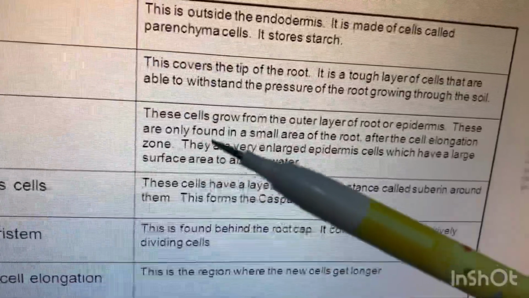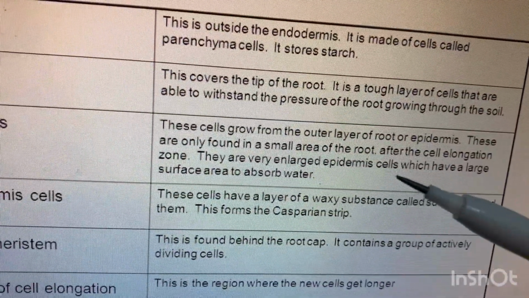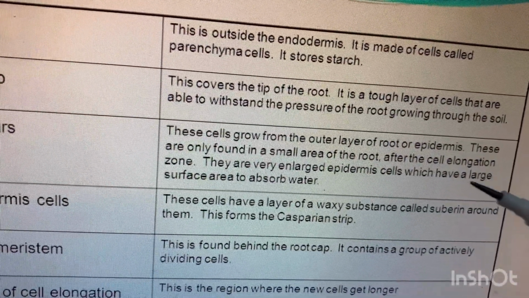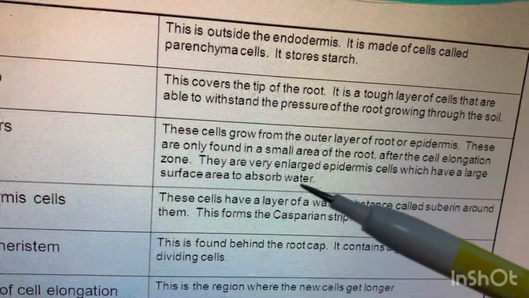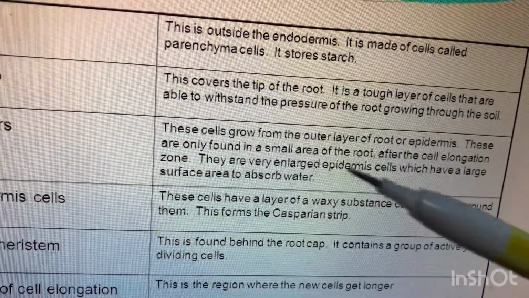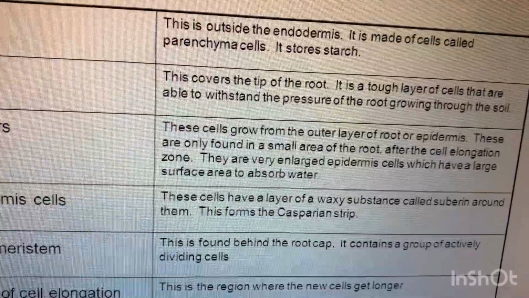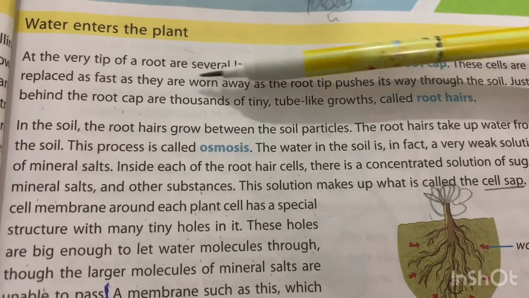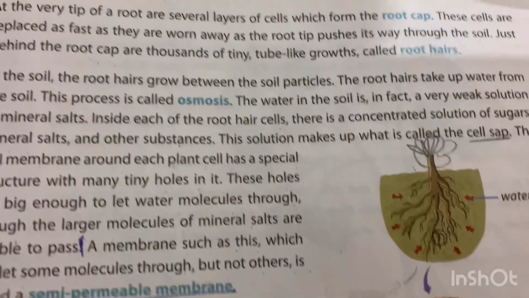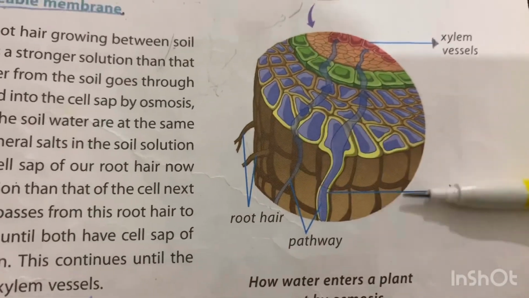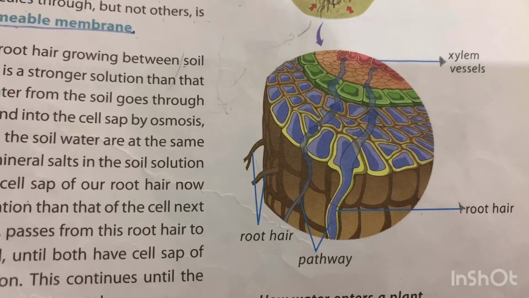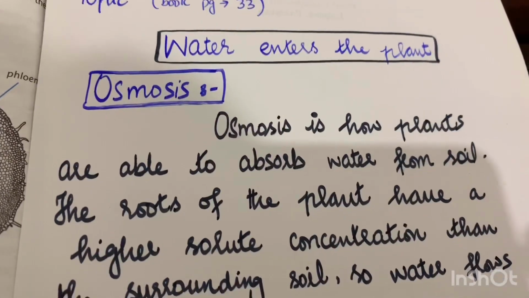These are only found in a small area of the root. After the cell elongation zone, they are very enlarged epidermal cells which have a large surface area to absorb water. Just behind the root cap are thousands of tiny tube-like growths called the root hair, as you can see in the diagram also.